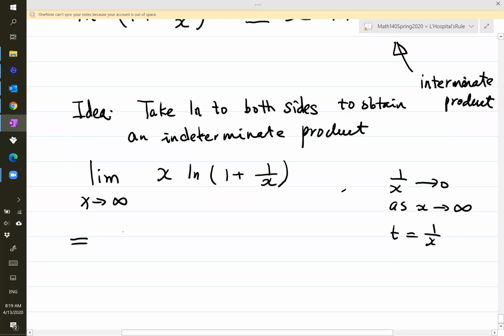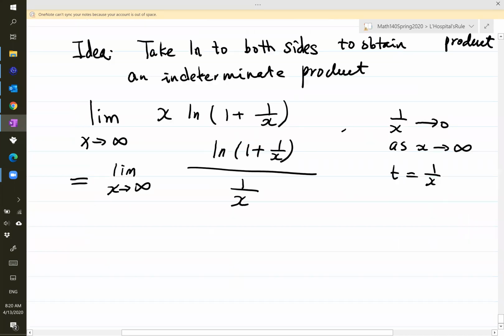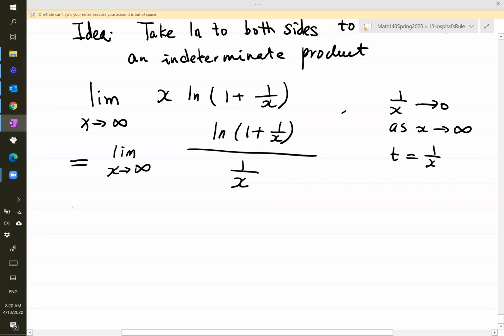Okay, so we let t be 1 over x. So we flip x: we multiply x, then we can divide by the reciprocal 1 over x, so this is log of 1 plus 1 over x over 1 over x. Now we can use substitution. We let t be 1 over x. x approaching infinity tells us that t approaches 0. So substitute 1 over x by t.